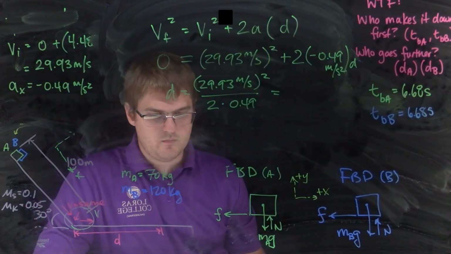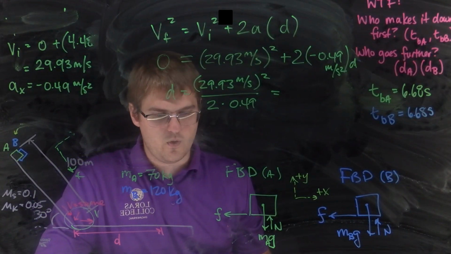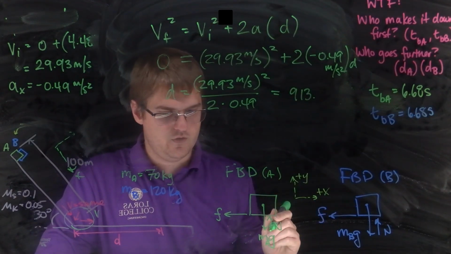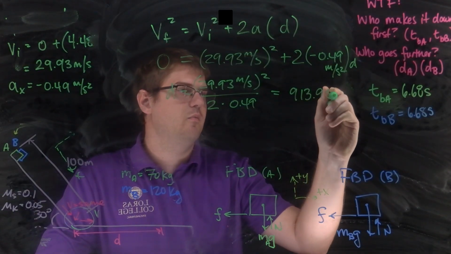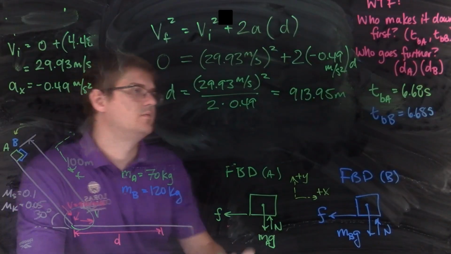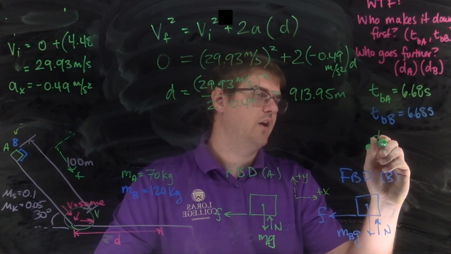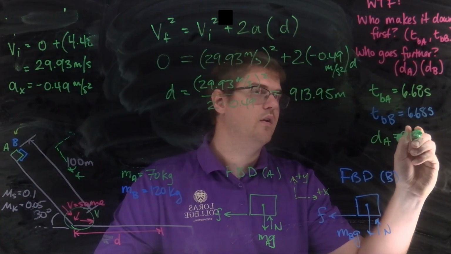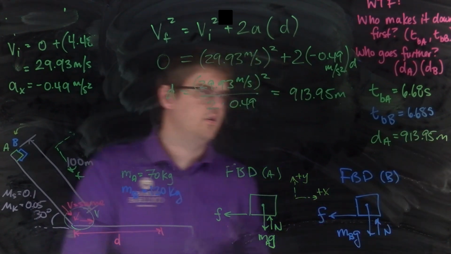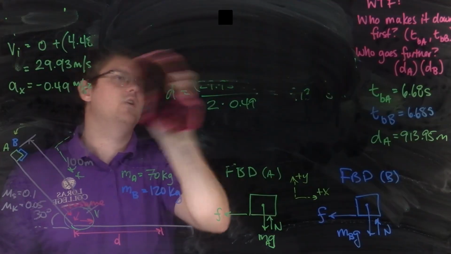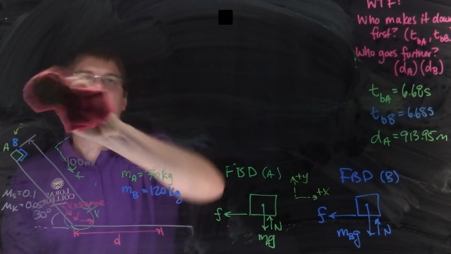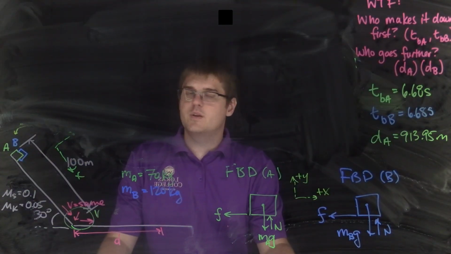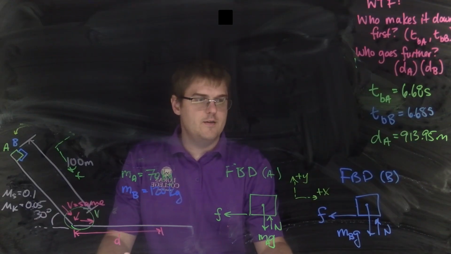So person A is going to go a total of 913.95 meters. Woofda. So distance traveled by A is 913.95 meters. You may have already figured out what distance for B is, but we're going to go ahead and prove it. Okay, it's not terribly clean, but hopefully that gave enough time to dry.